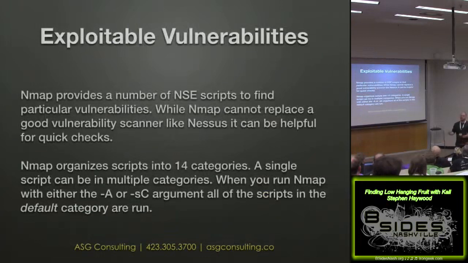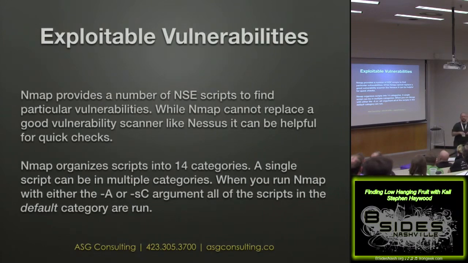Exploitable vulnerabilities. There's a lot of exploitable vulnerabilities that are out there. And when I say exploitable, I just mean trivially exploitable. Things like MS08-067, Heartbleed, and a number of others like Shellshock, those kind of things that are easy to exploit, and they can lead to full compromise of a machine.